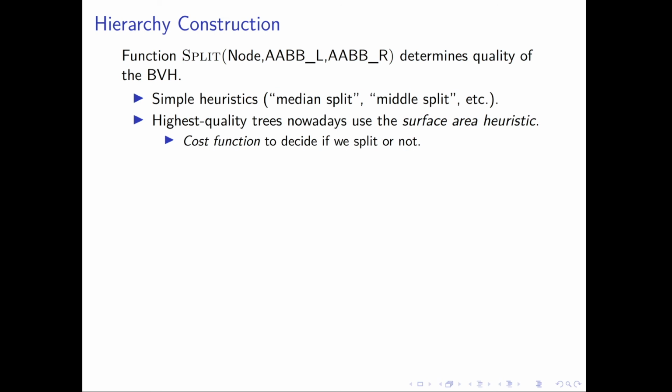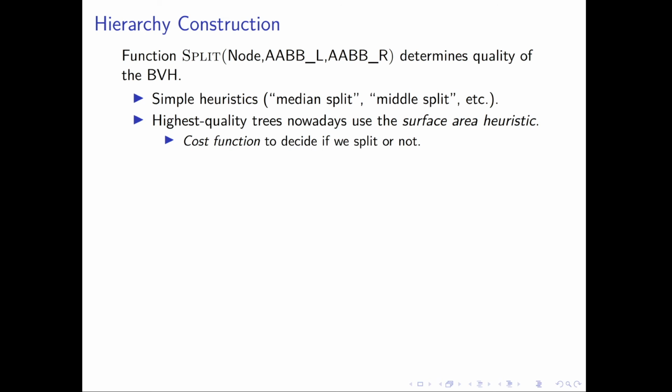There are very simple heuristics, like we can just take the AABB of the node that we're currently splitting and split it in the middle, right? Just take the size of the AABB, compute where the midpoint is, and place the split plane there, and be done. This would be called a middle split.